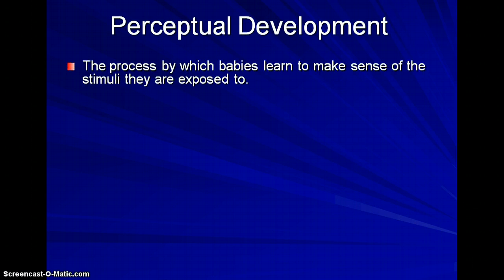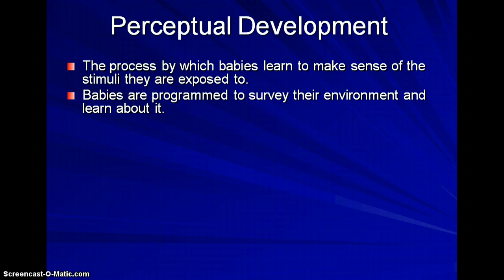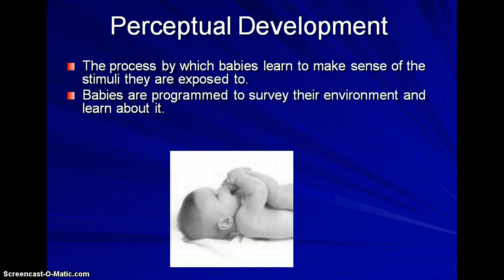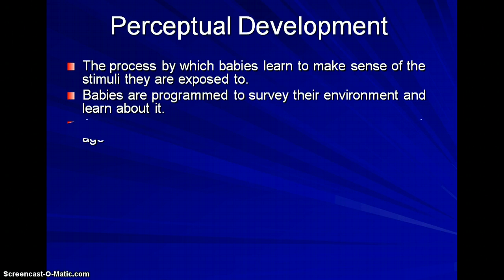Perceptual development is the process by which babies learn to make sense of the stimuli they're exposed to. It was a couple chapters ago that we worked on that. Babies are programmed to survey their environment, and they learn about it. If you hand babies something, the first thing they do is stick it in their mouth. That's because they are used to using their mouth for just about everything they need to do, and it's the one sense that they're really good at. They put their toes in their mouth, their hands in their mouth, everything they can they put in their mouth.